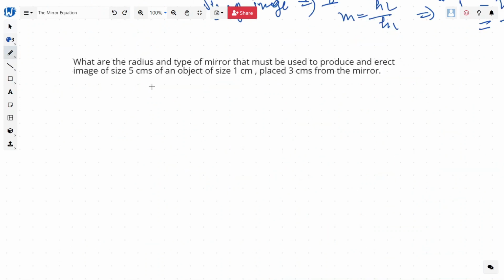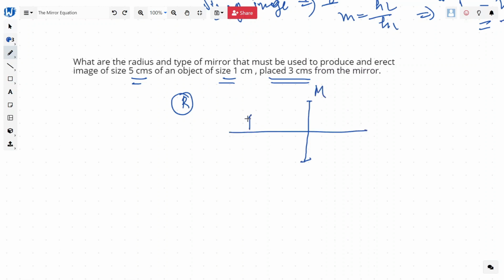Let's look at the second problem, which asks: what is the radius and type of mirror that must be used to produce an erect image of size 5 centimeters of an object of size 1 centimeter placed 3 meters from the mirror? We do not have any information about r, the radius of curvature of the mirror, nor the type of the mirror. So we are just going to say that there is a mirror over here.